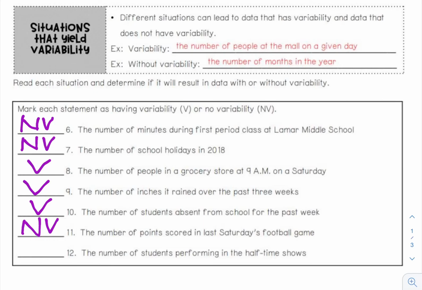Number 12, the number of students performing in halftime shows. This situation does have variability because it's not talking about a specific halftime show. It's talking about halftime shows in general at different games and different locations. So that means the number will vary or change.